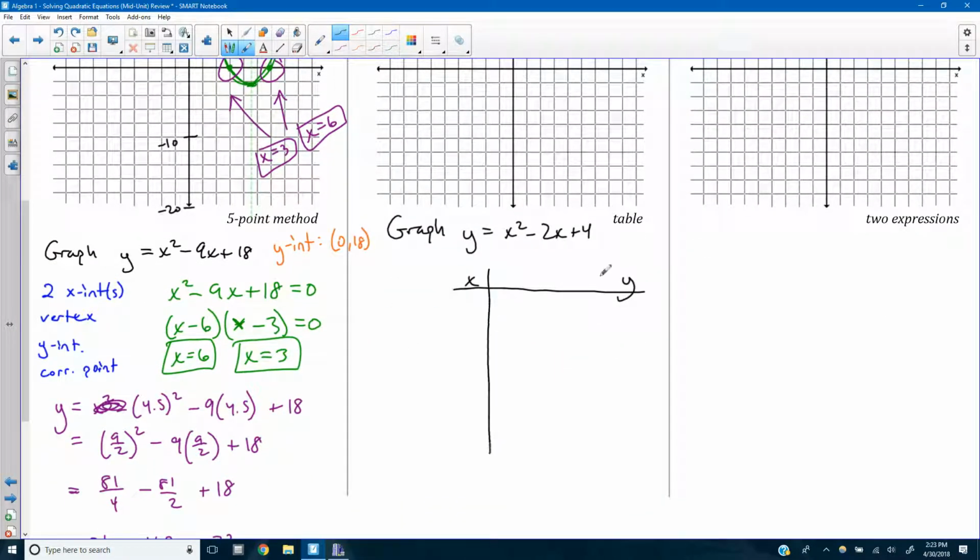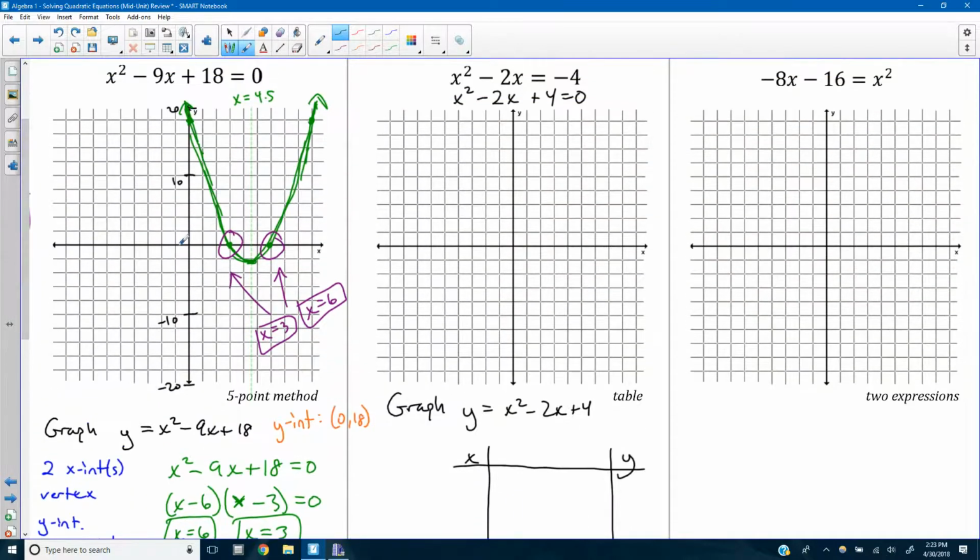But the thing about parabolas, and you saw that with this problem right here, is you don't just choose some negative numbers and some positive numbers, because you don't know where the vertex is. In this case, it was all the way out at 4.5. Heck, I didn't even find the vertex. I wouldn't have found the vertex with integers.